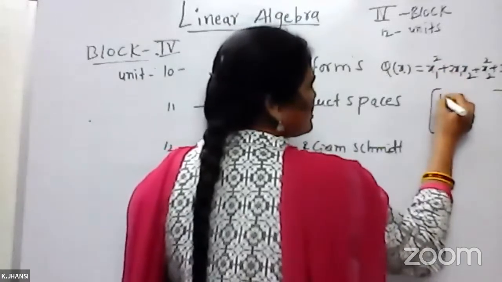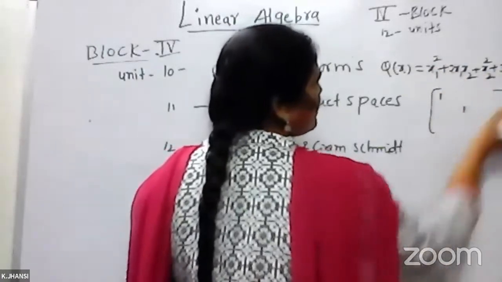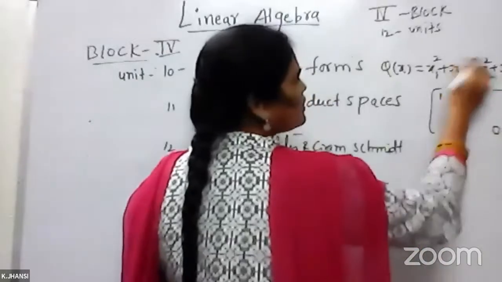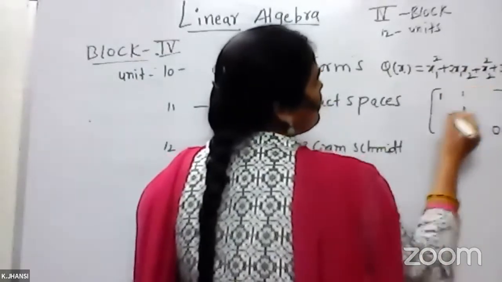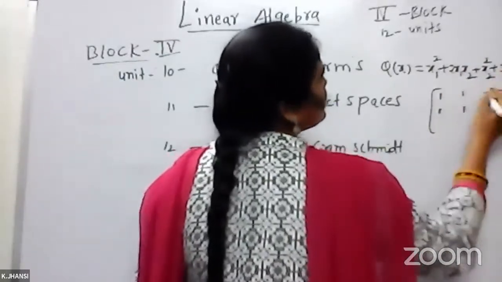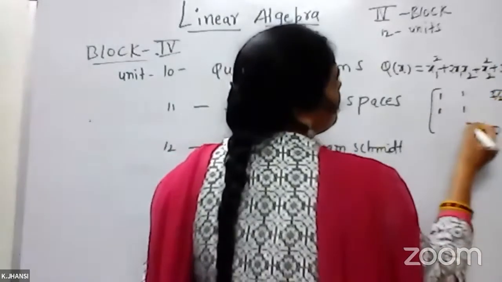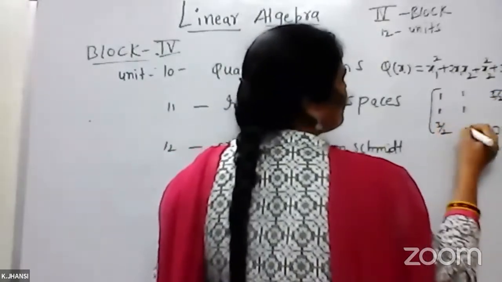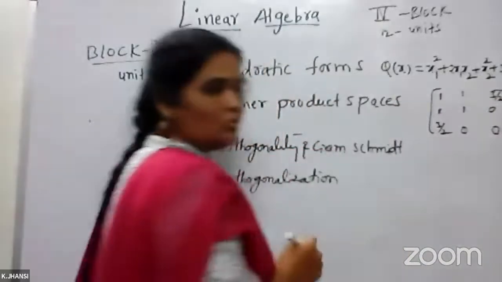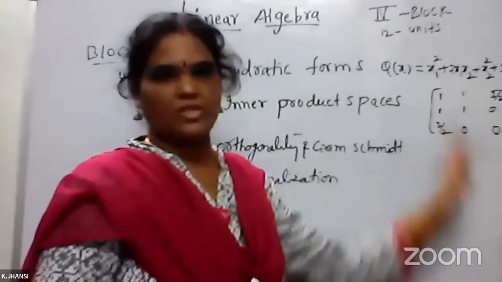So x1 square means here 1, x2 square means 1, x3 is not there, 0, x1 x2. So you will get here 1 1 x3 3 by 2, and you will get here 3 by 2. So your values are not there, so 0 0. So while seeing the problems, we'll see this procedure.